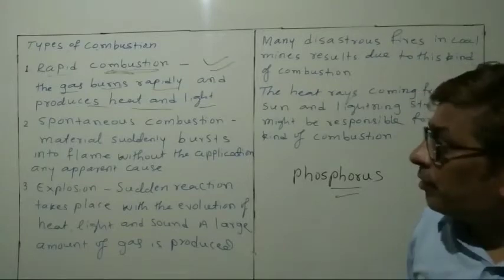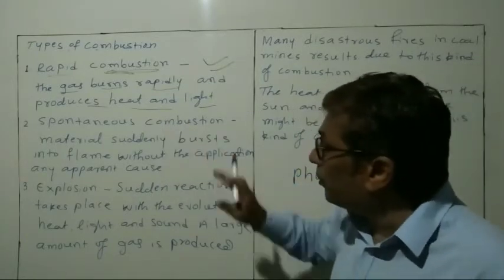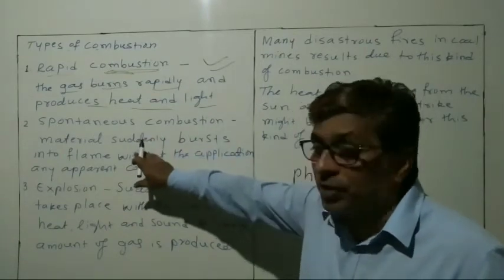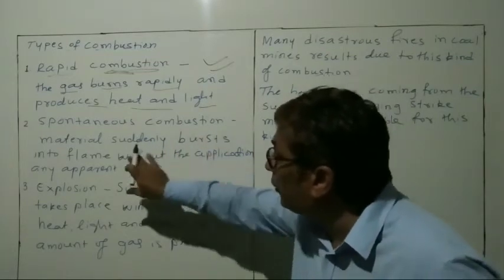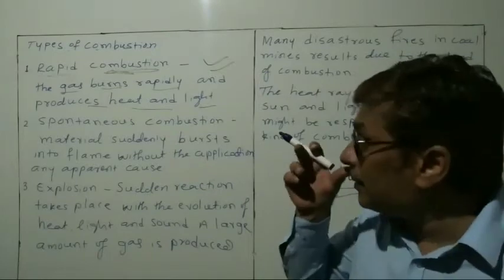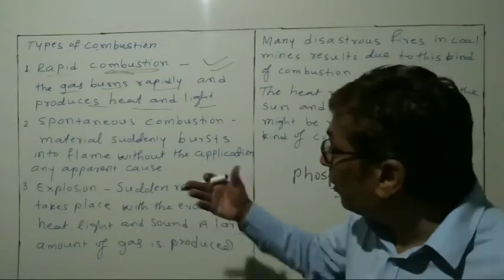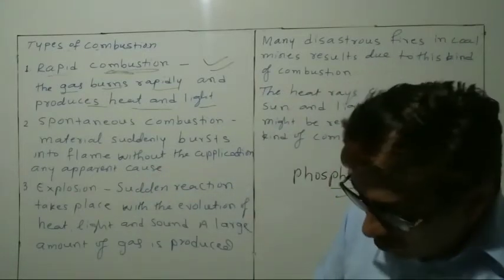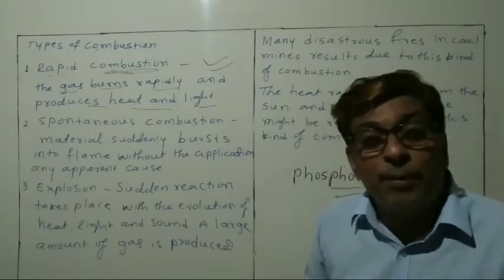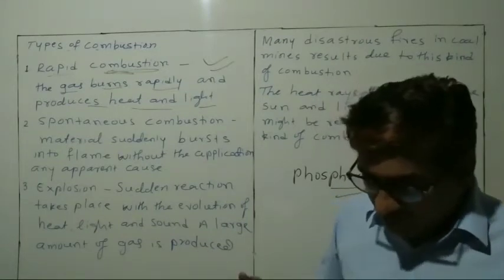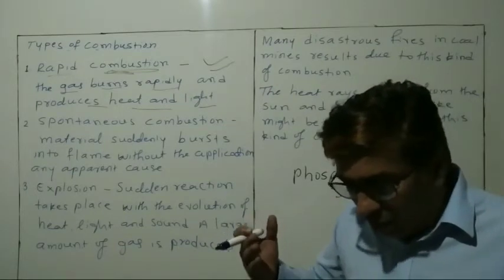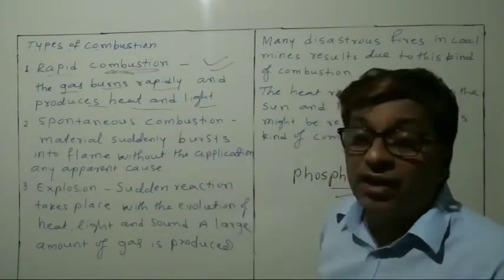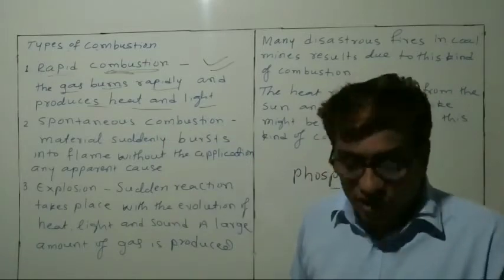Okay, students. Now the second one is spontaneous combustion. What do you mean by spontaneous? Here, in this type of combustion, the material suddenly bursts into flame without the application of any apparent cause. Without any apparent cause means what? Self-generated, without planning and without any apparent external cause, without knowing that burning will take place. So that is spontaneous combustion.